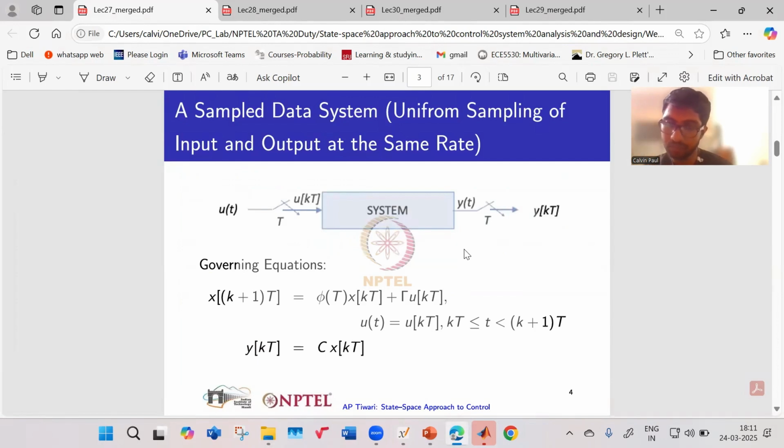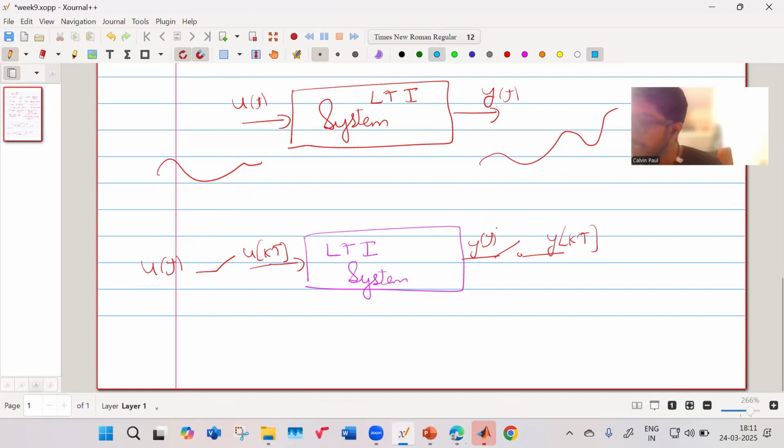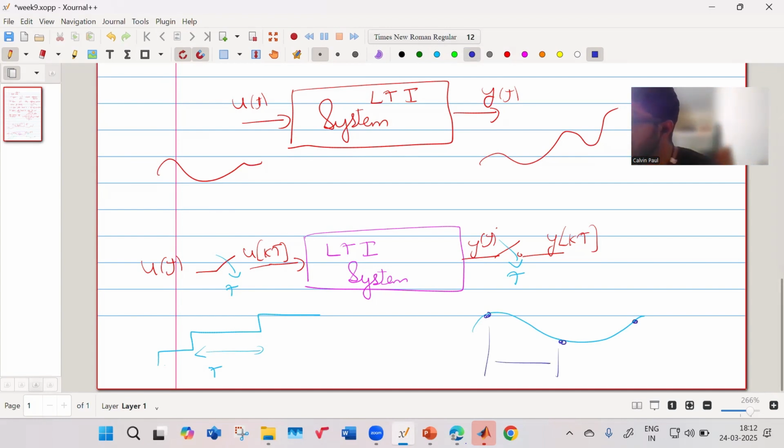So if you will observe, it is also sampled at a rate of T. So your input in this case will be something like this, where this is your time T, which will change. Your output may be varying like this, but you will be taking the sample only over here, over here, over here. So this time is your T.